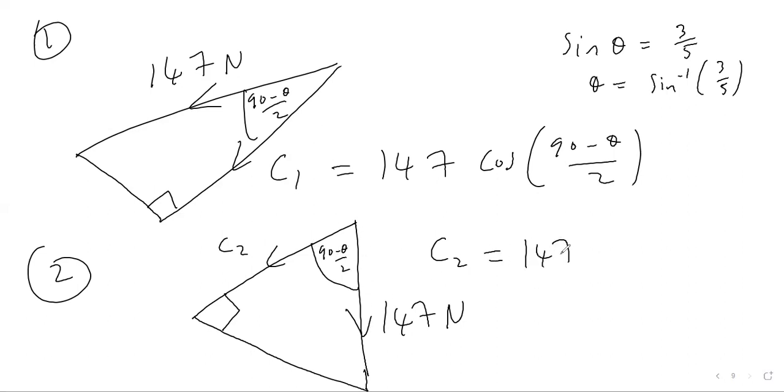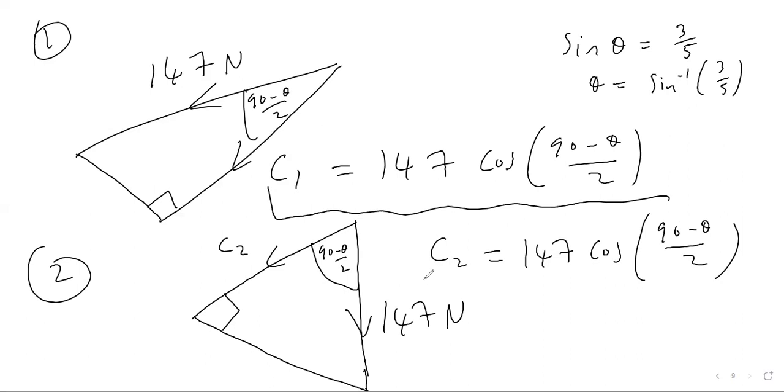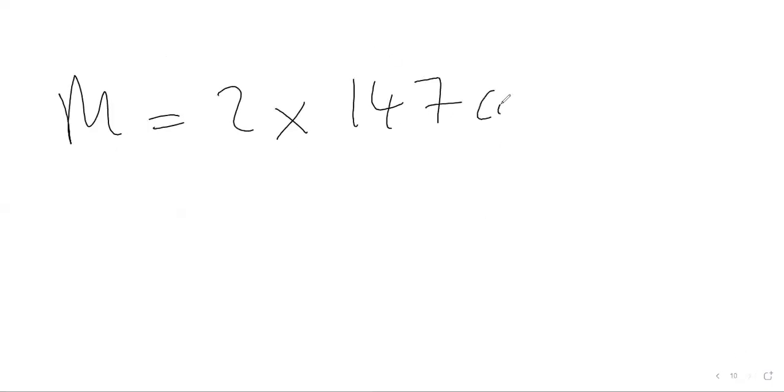So that's going to be 147 times cos of (90 minus theta) over 2 again. So what you would get when you add C1 and C2 is double this: 147 cos of (90 minus theta) over 2. So the magnitude of the force exerted onto the pulley is equal to 2 times 147 cos of (90 minus theta) over 2. This result will give you the same result as we got before.